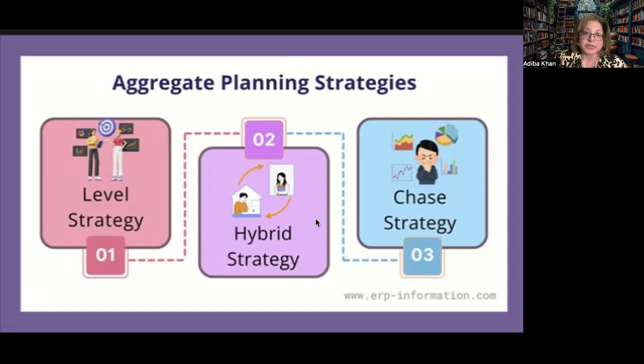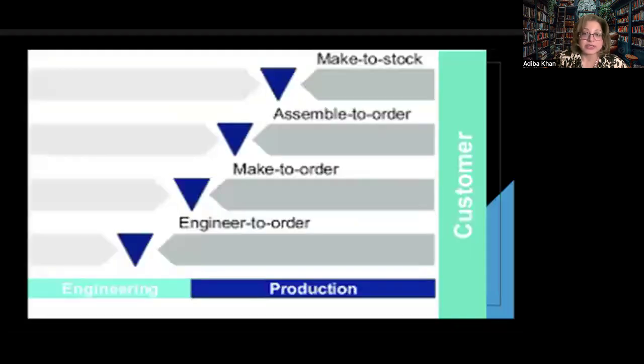And of course, the hybrid is a mix of those two. All right, so let's dive into a couple more production strategies: make to stock, assemble to order, make to order, and engineer to order. I'm going to point out what the differences are, because when you read the textbook, they almost sound very similar.